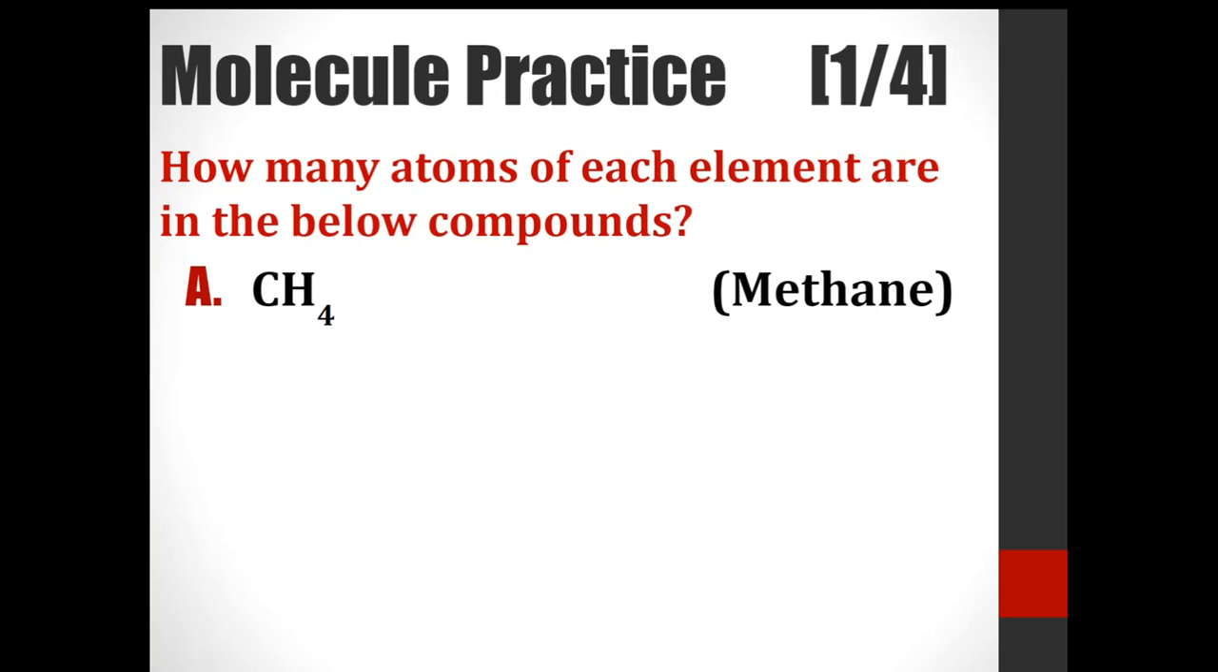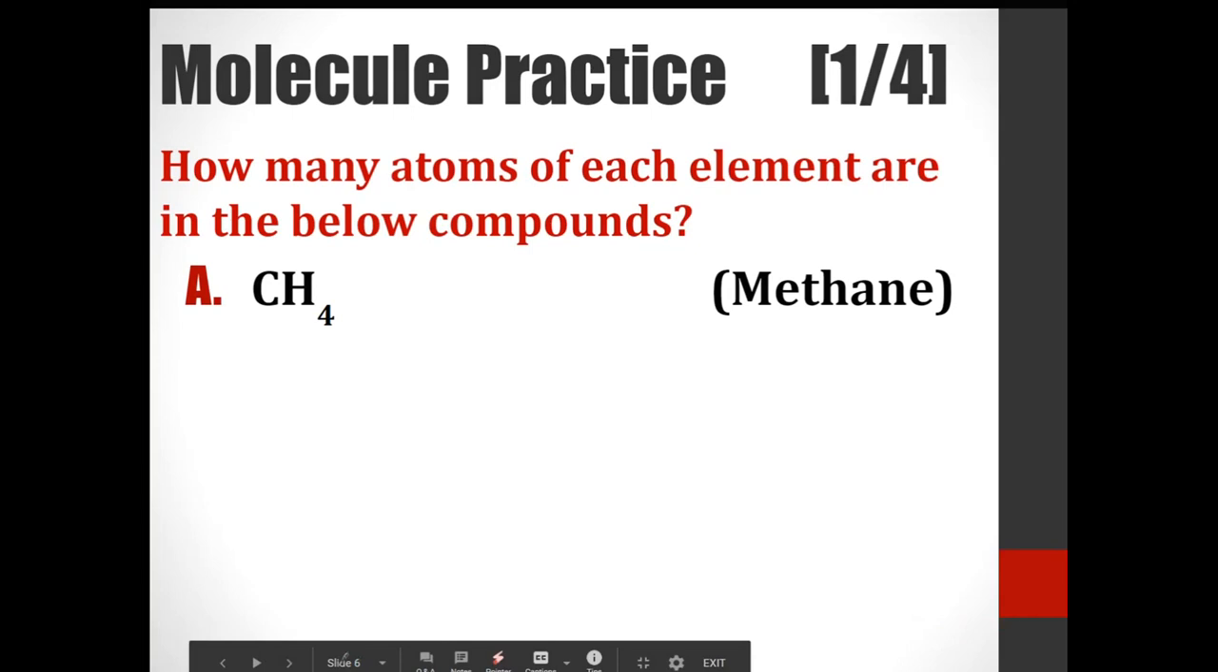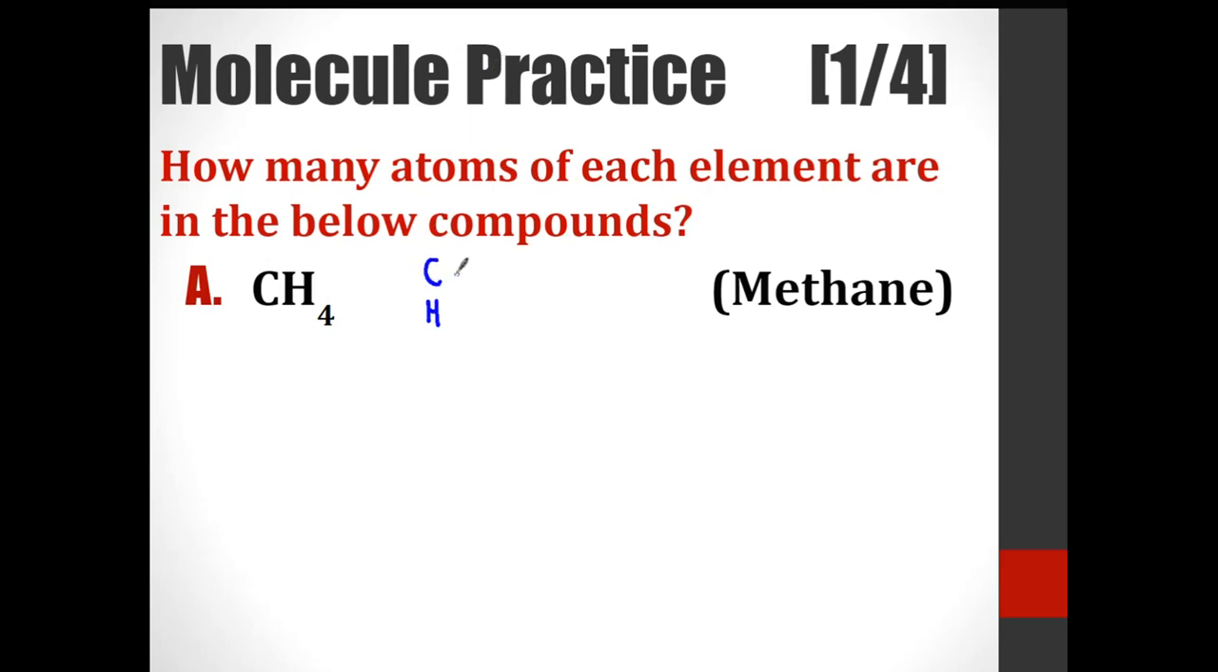So how many atoms of each element are in the below compounds? If I'm looking at methane here, and I want to find out how many of each element is here, I'm going to just quickly grab my pen and my drawing tool. What I'm dealing with, I've got C and I've got H. There is no subscript here, and in chemistry that means there's 1. We do tend to not like writing 1s, so that would be 1 C. And the subscript over here is 4, so there are 4 H's.